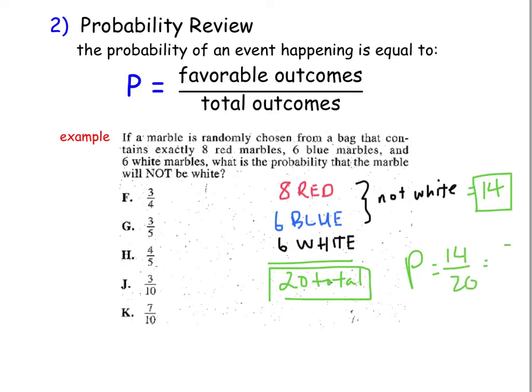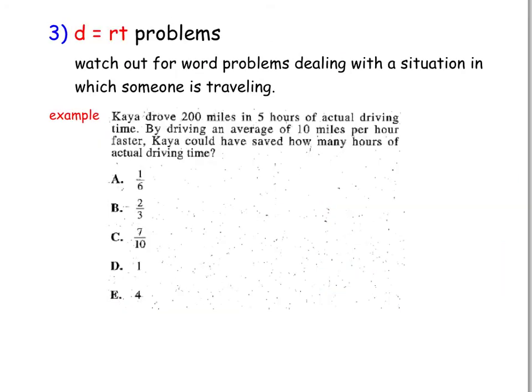That's because you just simply have to reduce, take a 2 out of top, 2 out of bottom, and the answer is 7 out of 10. So that's a simple probability question. They can be more complicated, but the process for finding probability is nothing more difficult than simply taking the favorables over the total. The next type of question we're going to look at are distance equals rate times time problems.